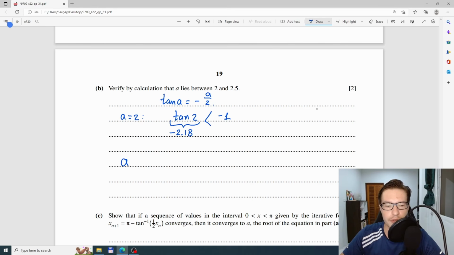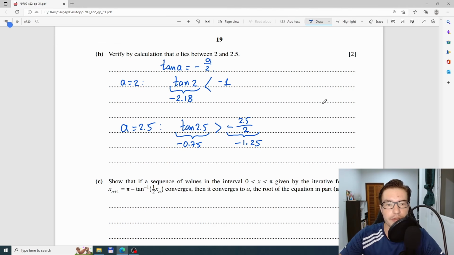Now, if a equals 2.5, let's substitute 2.5, and we'll get tangent 2.5. And then on the right side, we get minus 2.5 over 2. Now, tangent 2.5 is minus 0.75, and minus 2.5 divided by 2 is minus 1.25. In that case, the left side of the equation is bigger than the right side.